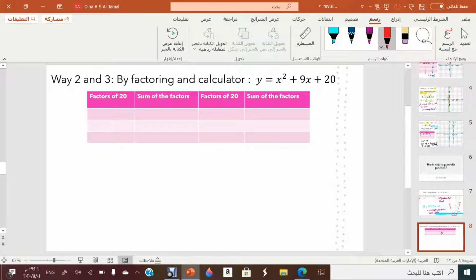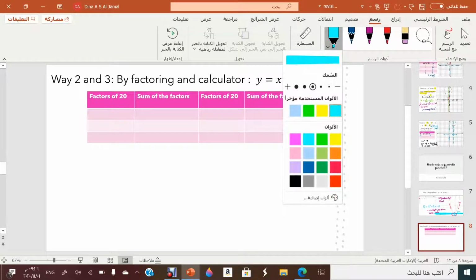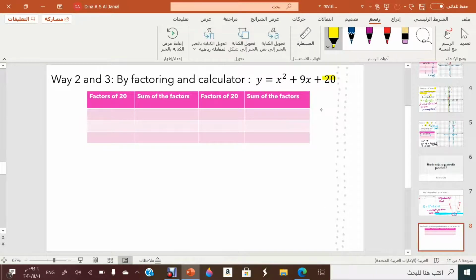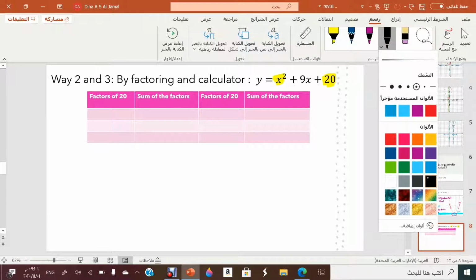Now, another method, it's all about the factorization and the calculator method. So the calculator method, you know it already. You have to go to mod 5, 3, and you can get the factors directly. But by the factorization, you need to look at the last term. Of course, the first term you are having coefficient of 1. So you can use this method easily.